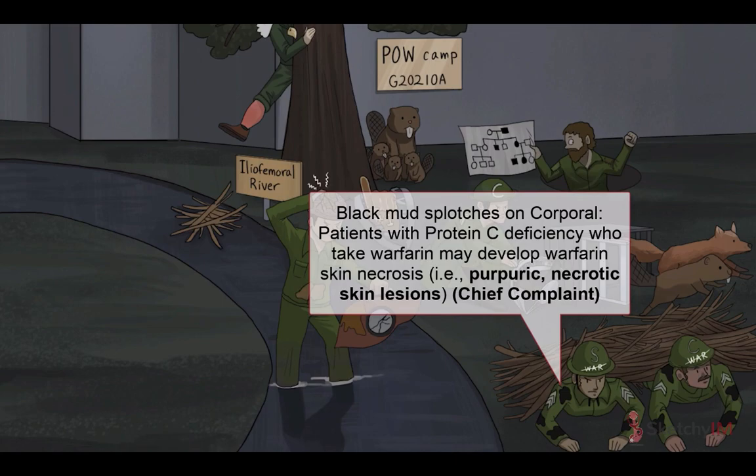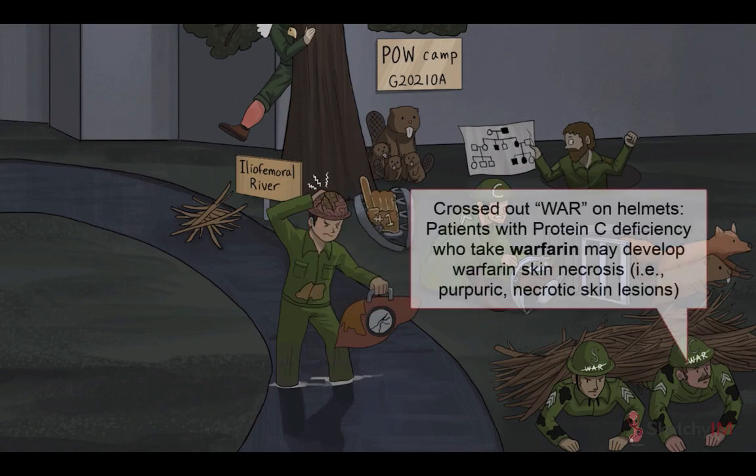Warfarin skin necrosis occurs due to occlusion of the subcutaneous blood vessels of the skin. But wait, isn't warfarin an anticoagulant? Follow along with me here. As you might remember from our coagulation factor disorder sketch, warfarin blocks activation of vitamin K, thereby decreasing the vitamin K dependent synthesis of clotting factors 2, 7, 9, and 10.